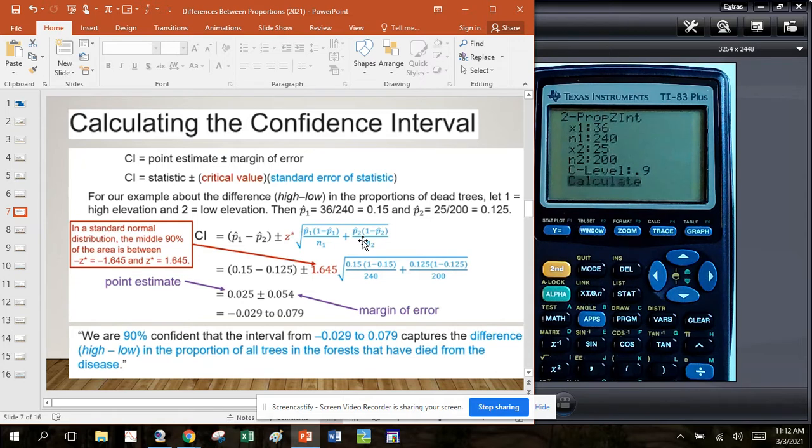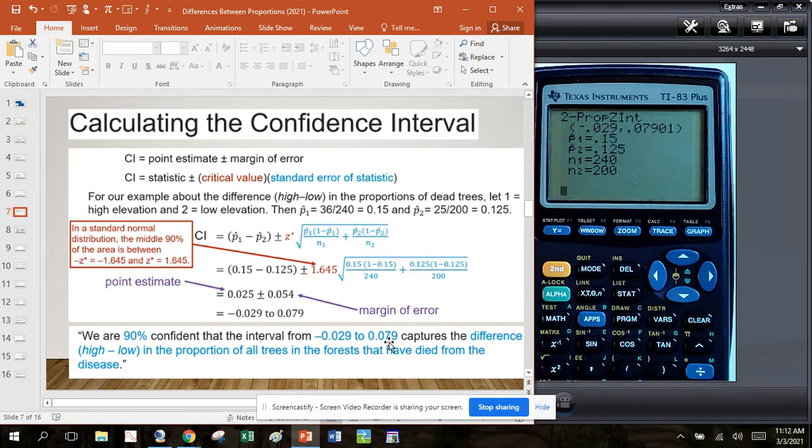As you can see, it's much easier to use the calculator, and we come up with the same exact value. So now we need to interpret it. So basically, we are 90% confident that the interval from negative 0.029 to 0.079 captures the true difference, remember, the high elevation minus the low elevation, in the proportion of all trees in the forests that have died from the disease.